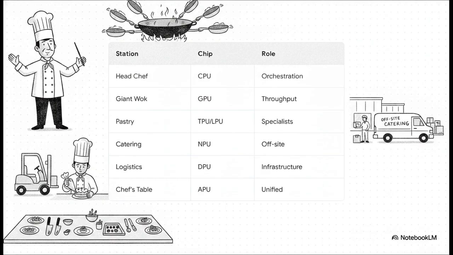Your NPU is the catering team running super efficiently offsite. The DPU handles the mundane logistics so the chefs don't have to. And the APU is the chef's table, where prep and plating happen seamlessly on one surface. It instantly translates these complex acronyms into relatable jobs, and it proves a simple point. You would literally never put your head chef on the giant wok station.